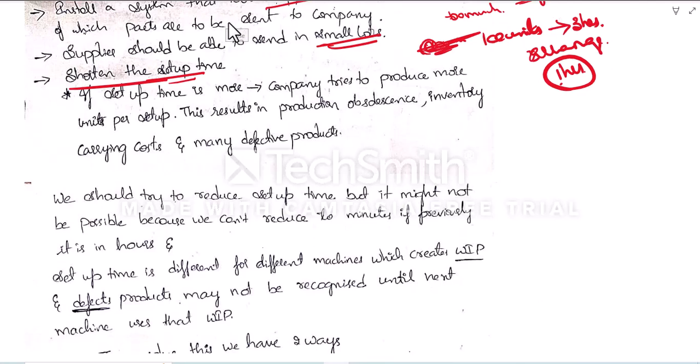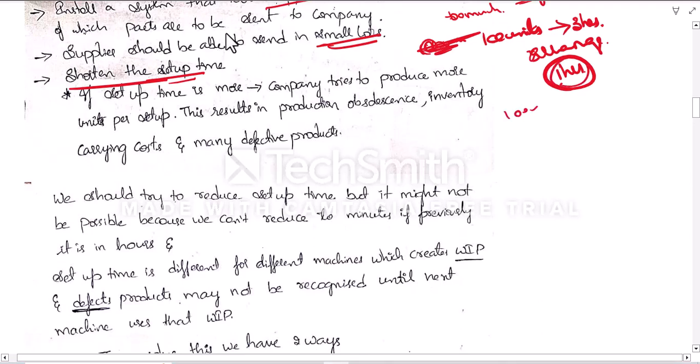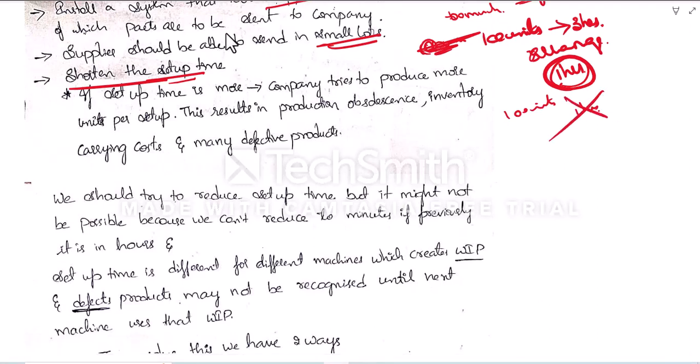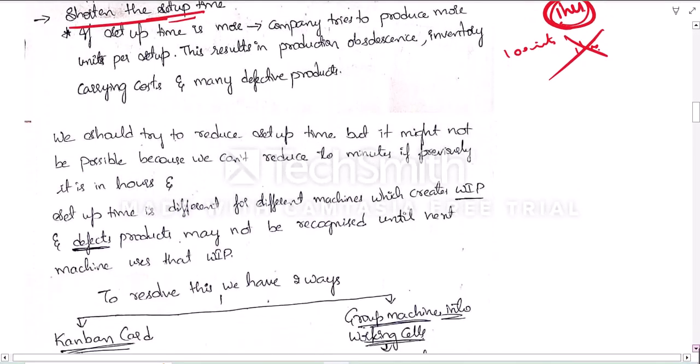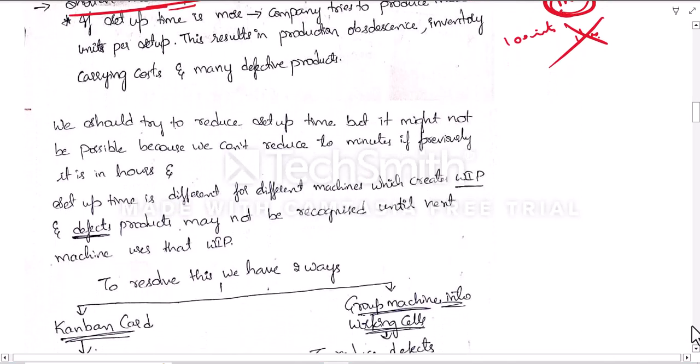So what should we do here? Should we try to produce more because it is taking 1 hour? Should we produce 1,000 units at a time, so that it takes only 1 hour for 1,000 units? No, we should not do that. What happens if we produce more because we are afraid of setup time? It will again become inventory carrying cost, or many defects may arise, and it will result in product obsolescence. Like outdated products, the product might be outdated before it is sold. So we should not do this.